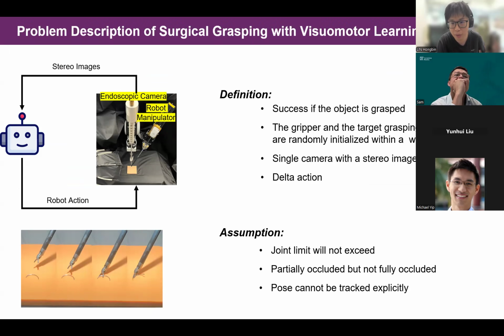We only use a single camera with a stereo camera pair, and we use the delta action. We assume the jaw limit will not exceed the robot limit during the procedure, and the target object and the gripper can be partially occluded but not fully occluded. The pose of the gripper or the target object cannot be tracked explicitly.